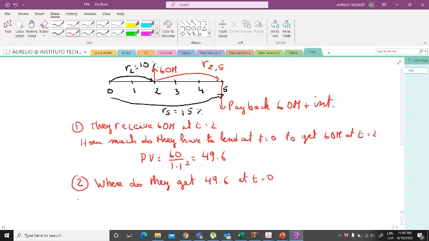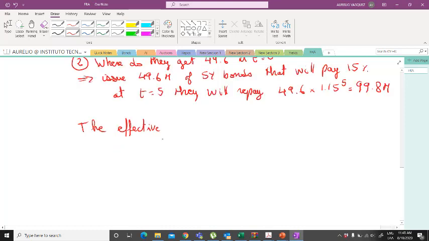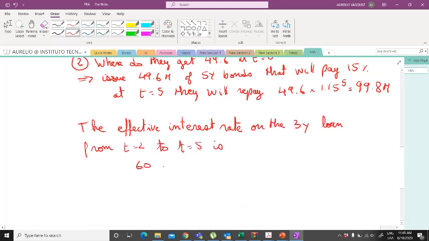So one of the things they can do is they can issue 49.6 million of 5-year bonds that will pay the 15% rate that is available in the market, the R5 rate. And then this means that at t equals 5, they will repay the 49.6 times 1.15 to the power of 5, and this is equal to 99.8. This means that the effective interest rate on the 3-year loan from t equals 2 to t equals 5 is 60 times (1 plus R2,5) to the power of 3 equals 99.8.